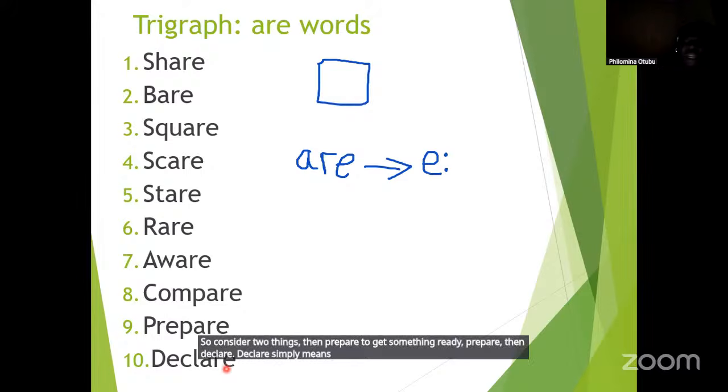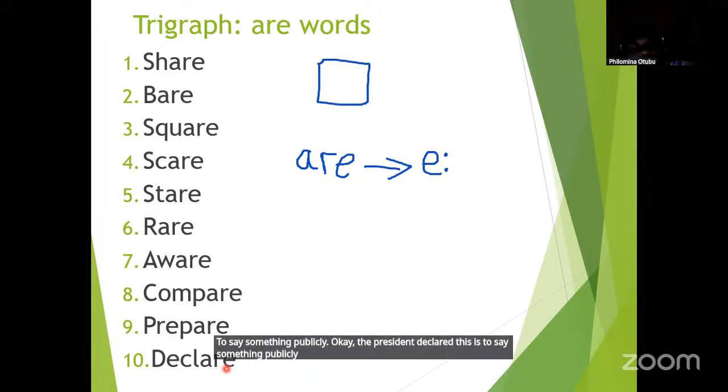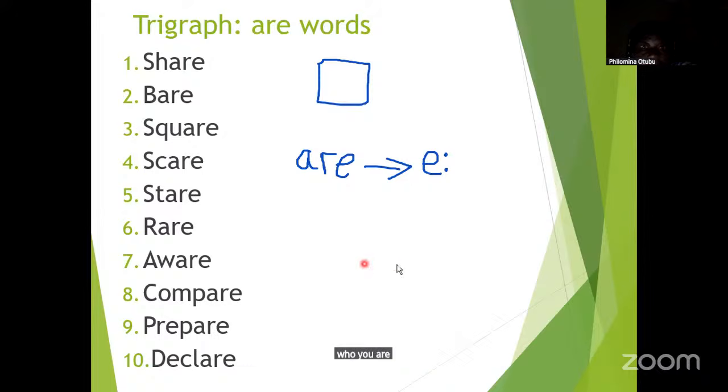say something openly or publicly. Or let me say public, that's the proper word. To say something publicly. Okay, the president declared this. To say something publicly, the thing is not hidden. You declare who you are, or declare your place of origin or whatever, you declare it.